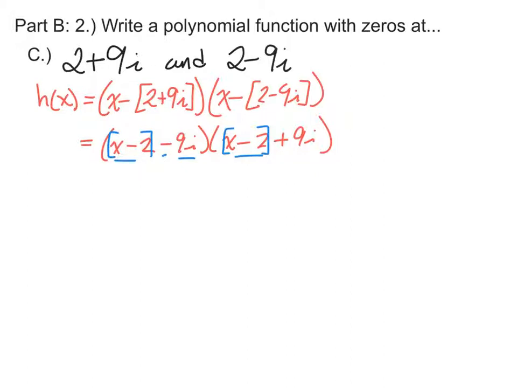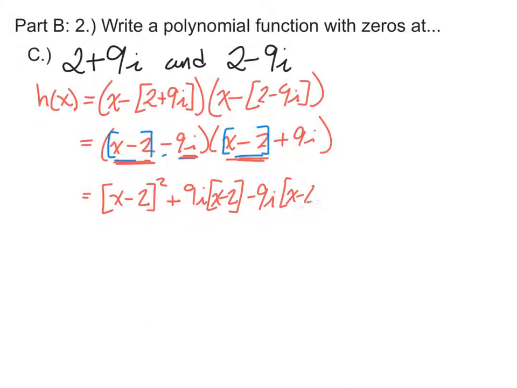So if we're going to FOIL this out, what we'll do is take that x minus 2 times x minus 2. Those are my two firsts. And that will give me x minus 2 squared. Then doing the outsides, we'll have plus 9i times x minus 2. The insides will give us minus 9i times x minus 2. And doing the last, minus 9i times plus 9i, will give us negative 81i squared.